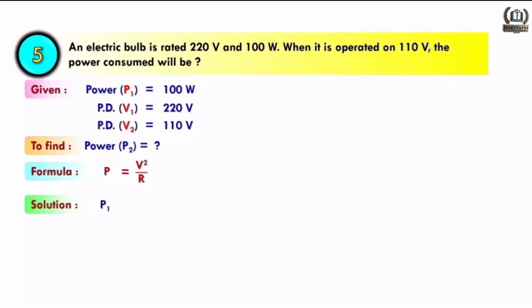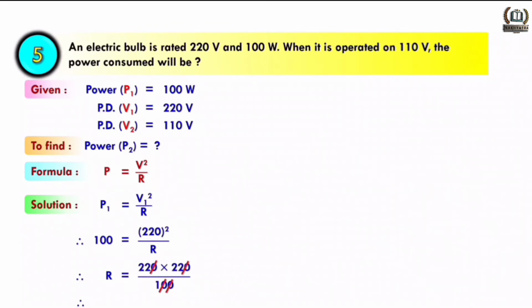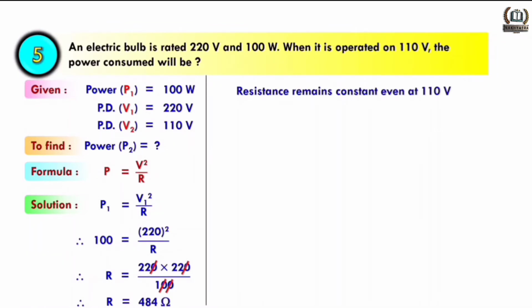Now let's solve it. First we have to find out P1. P1 equal to V1 square by R. Now put the values: 100 equal to 220 square by R. Therefore we will get R equal to 484 ohm. Now resistance remains constant even at 110 volt.